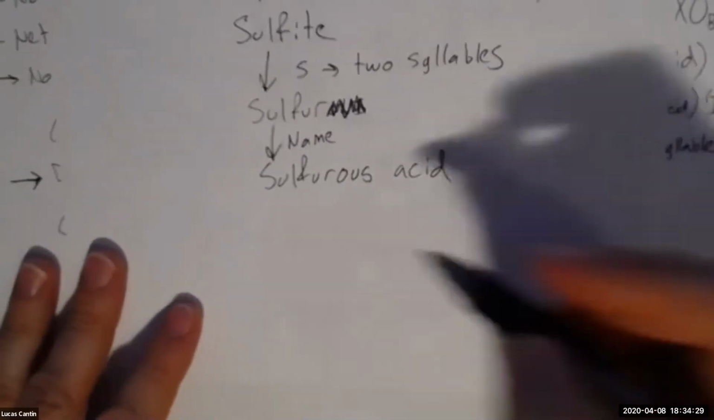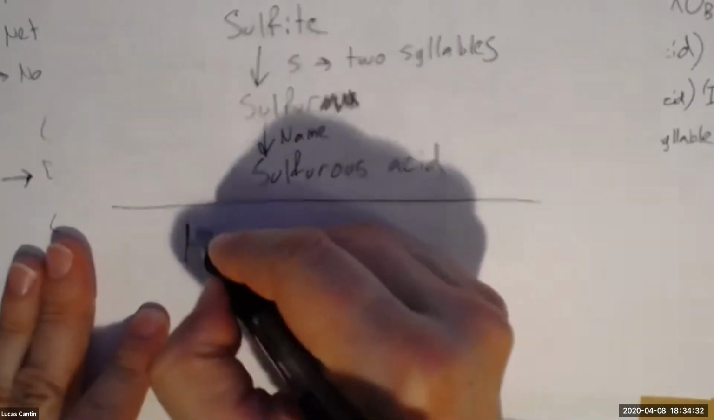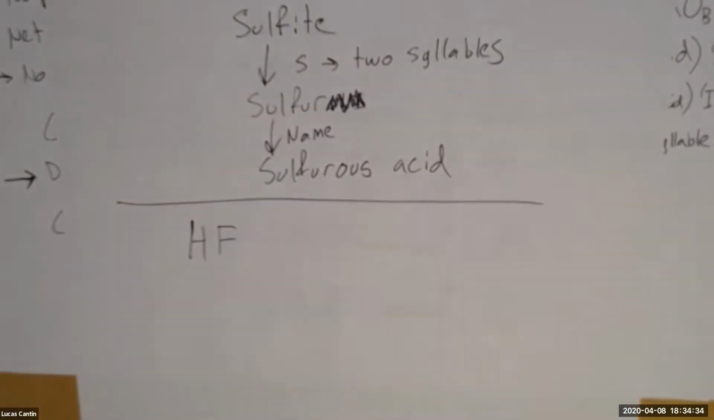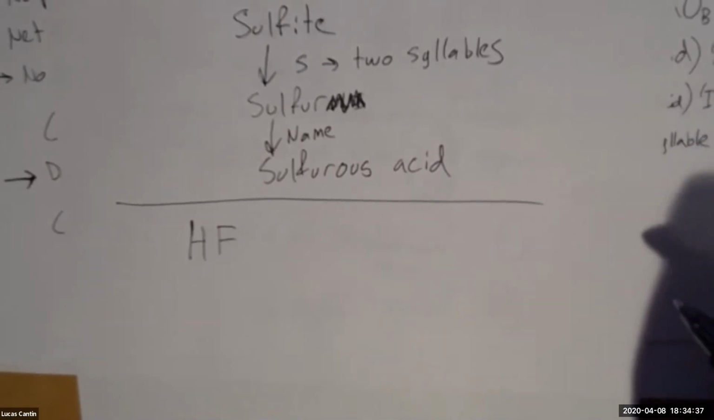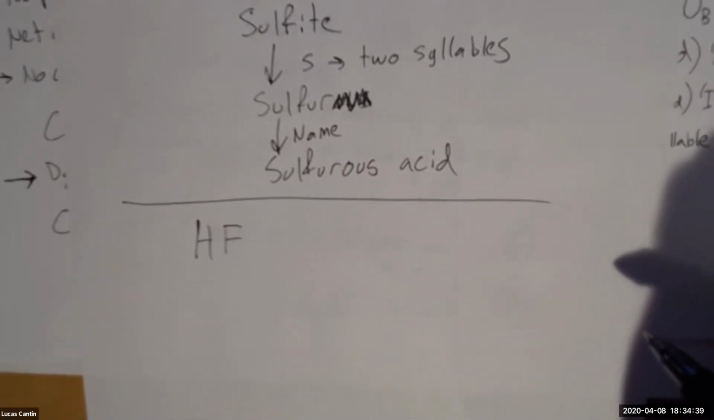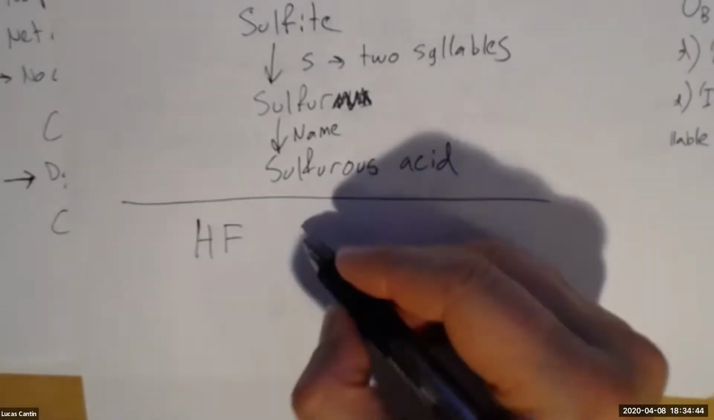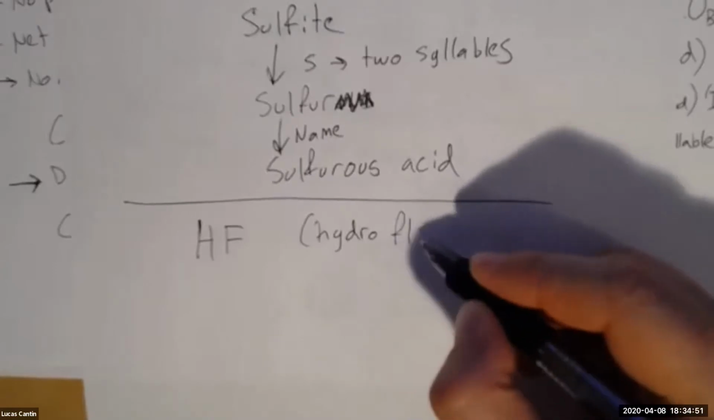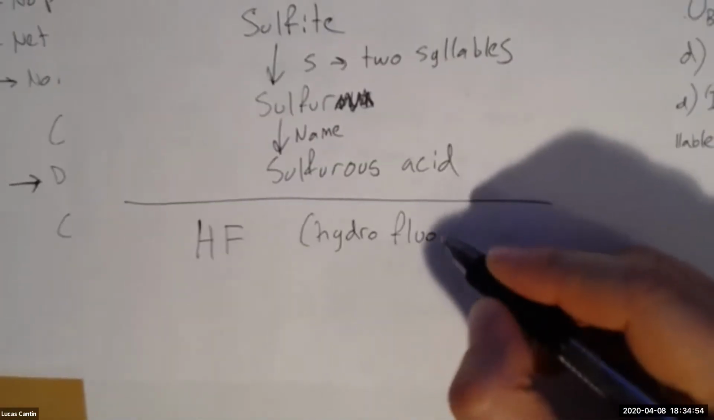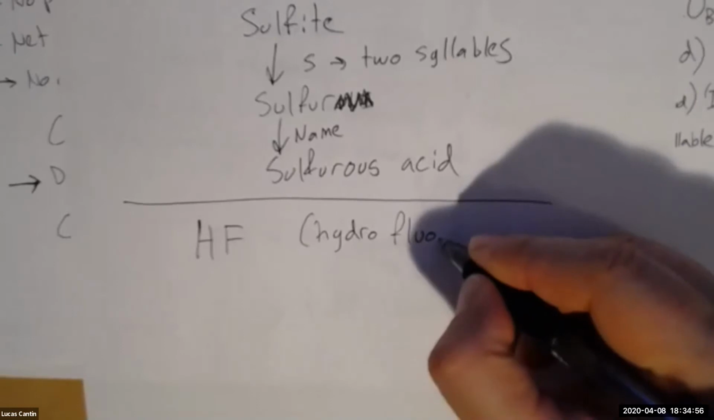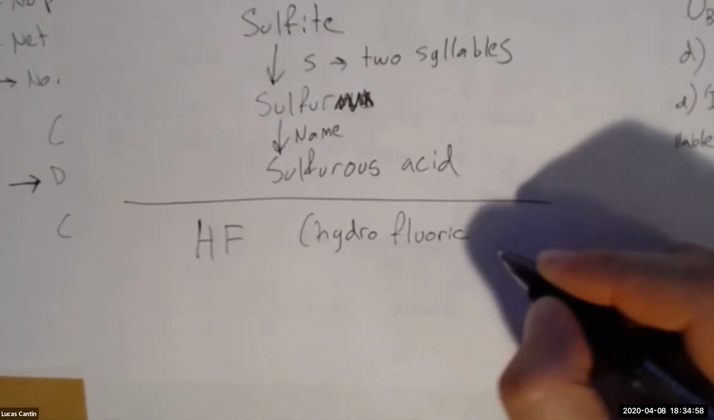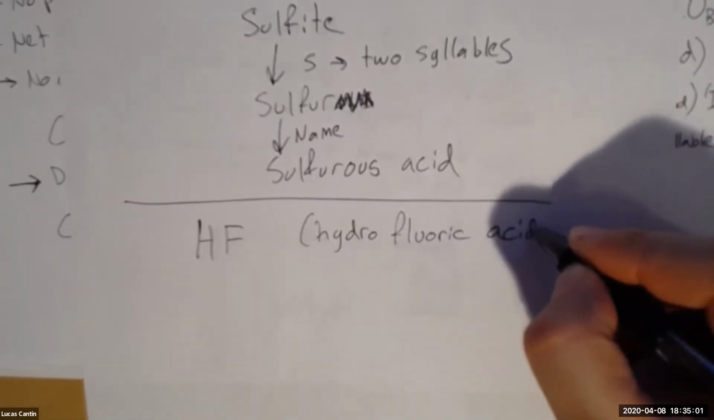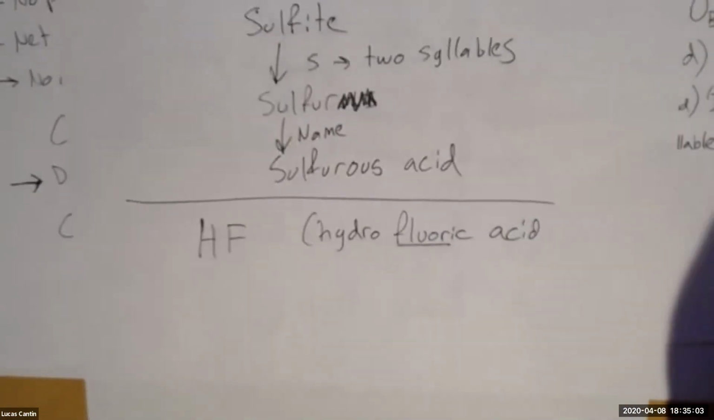The binaries, I think, are much easier. If you get something like HF, what do you do? How would I name that? So it's going to be hydro, fluoric. Yeah, and it's F-L-U-O-R, a fluor instead of a flower. Hydrofluoric acid. All right, so fluor is the root.